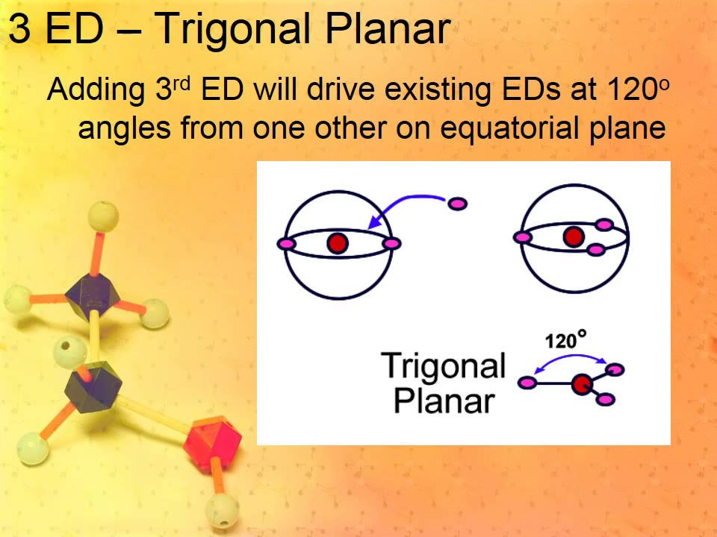So let's go on to a structure that contains 3 electron domains. Adding a third electron domain to the surface of our sphere will cause the electron domains to move away from each other as much as possible, once again, and the only arrangement that can provide the maximum distance possible is for the 3 domains to be on the equatorial plane at 120 degrees away from each other.